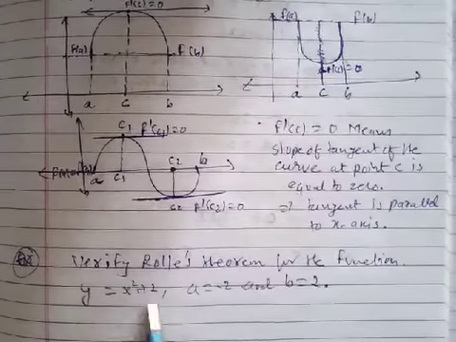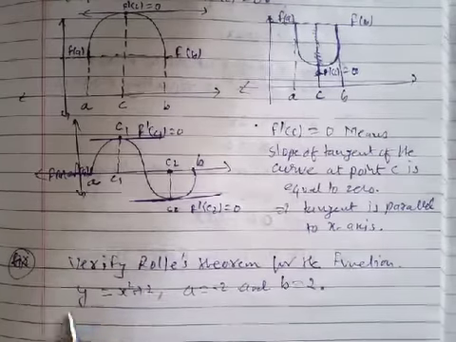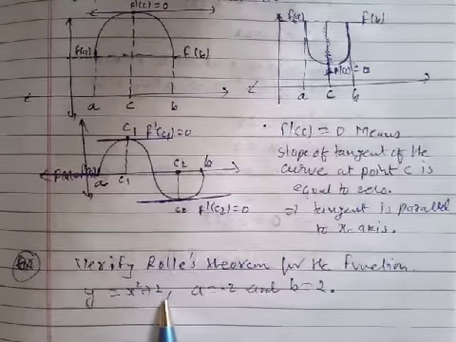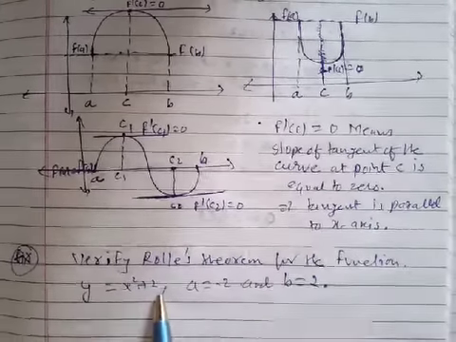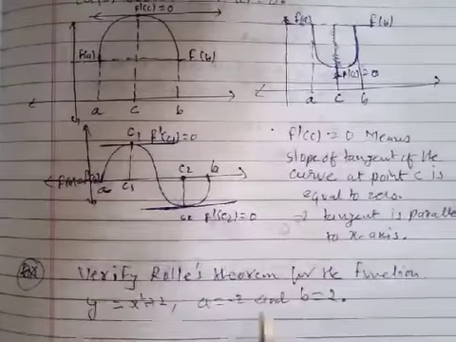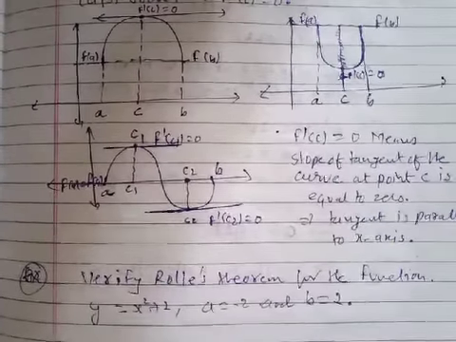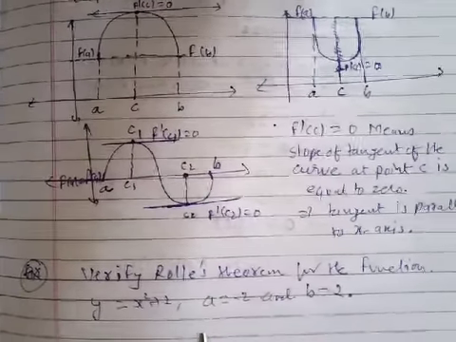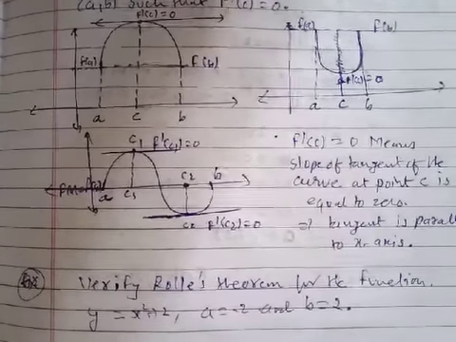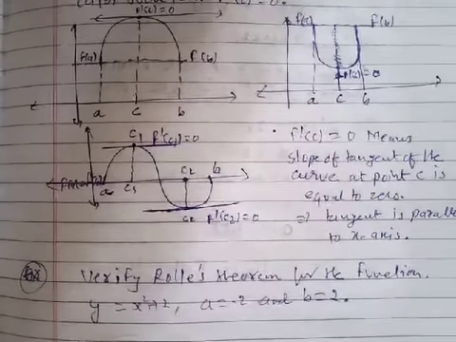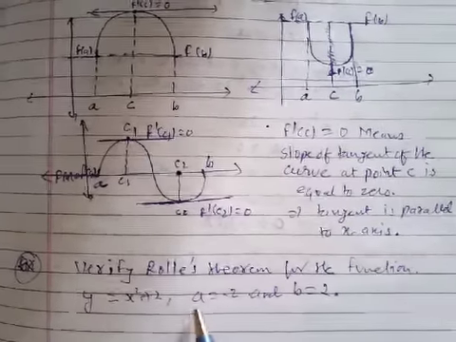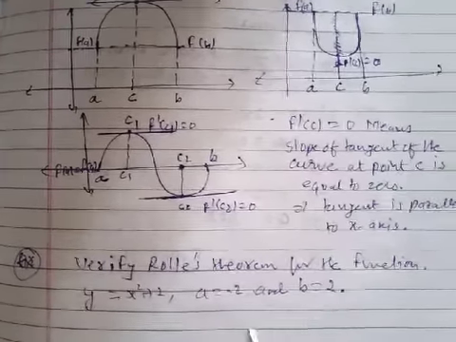First, it should be continuous. Why is it continuous? It is continuous because it is a polynomial. Being a polynomial, y is equal to x squared plus 2 is a continuous function. So therefore we can say that the function is continuous on the closed interval [-2, 2]. So the first condition of Rolle's theorem is over. Second condition, the function is differentiable on the open interval (-2, 2).